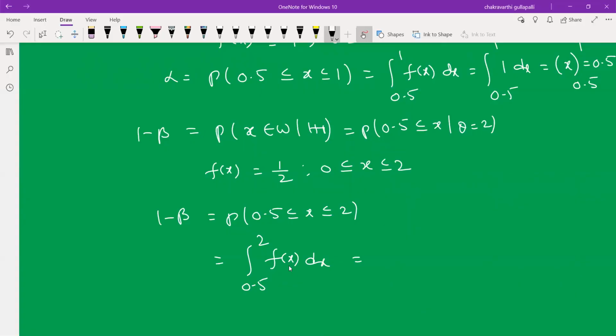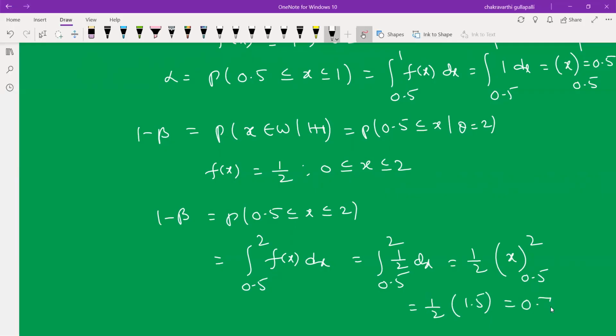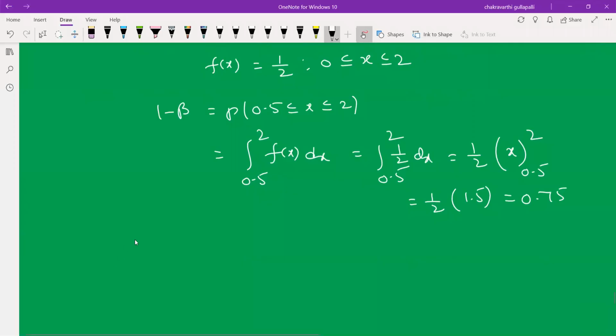Now the integral from a to b of f of x dx, with a value 0.5 and b value 2. Here f of x is 1 by 2, so we get 1 by 2 into x from 0.5 to 2. The result is 1 by 2 into (2 minus 0.5), that is 1.5. The value is 0.75, which is 3 by 4. Power of the test is 3 by 4.